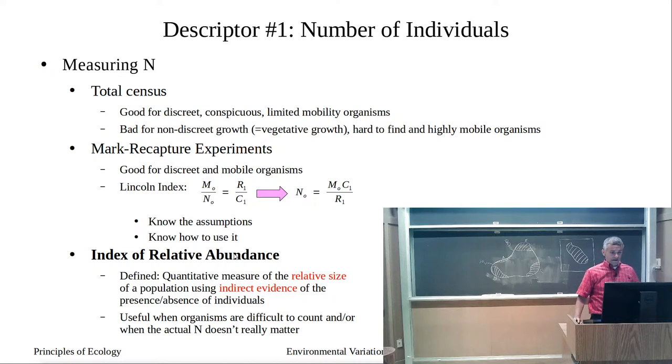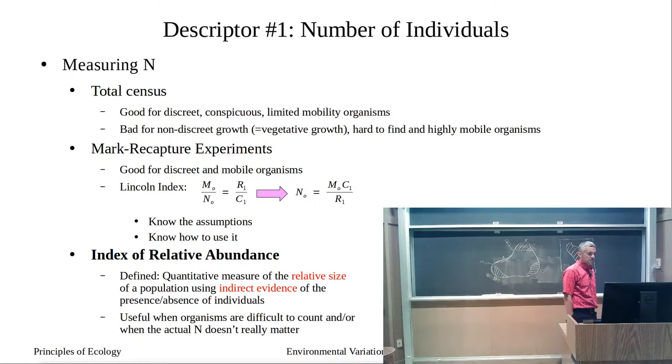All right, other times our organisms are going to be hard to find. And sometimes those organisms, even if they are easy to find, we might not be interested, or we might not have a need to know an exact number. Maybe it's more important just to know, do we have more this year than last year? And for that, we can calculate something called the index of relative abundance.